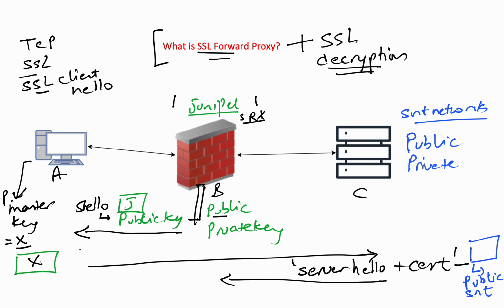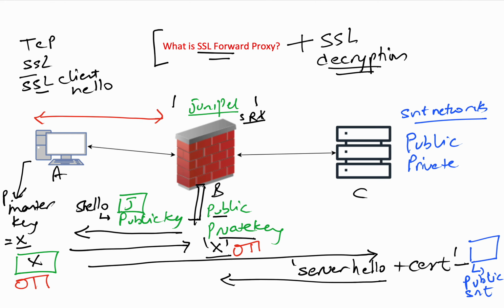And this packet then reaches the Juniper firewall. Now what will the Juniper firewall do? Since it has the private key as well, it will decrypt it and find the pre-master key. Now both of them have the pre-master key. From that, using a pseudo random function, they both will create a master key. Now they both have a master key. So now there is a connection between these two. Correct?